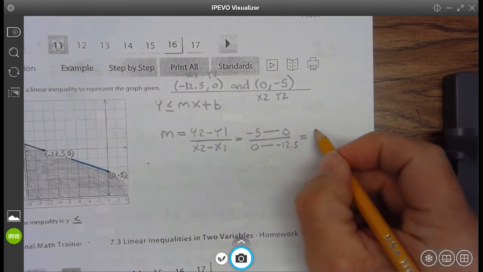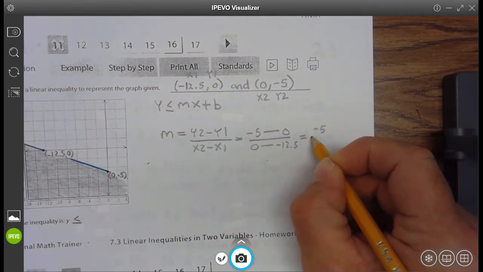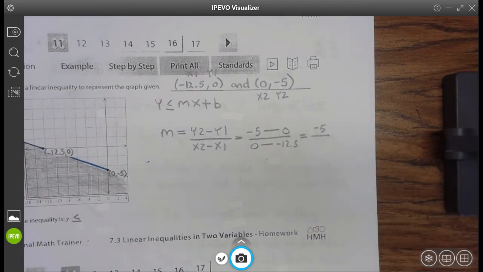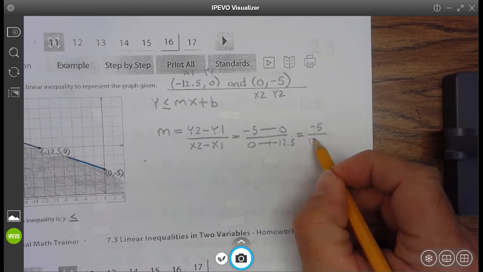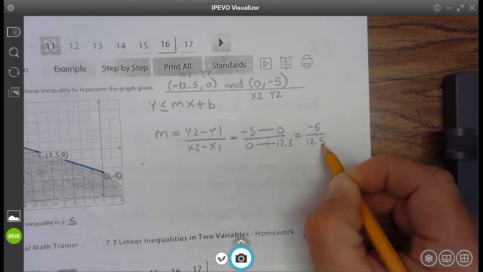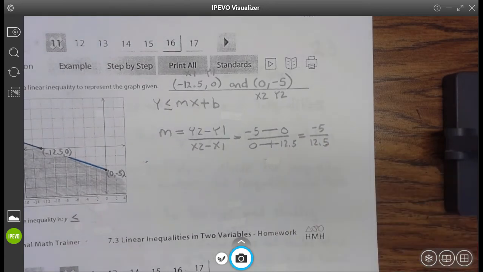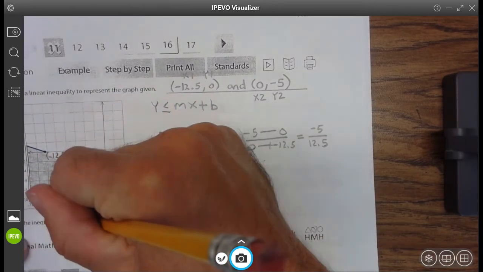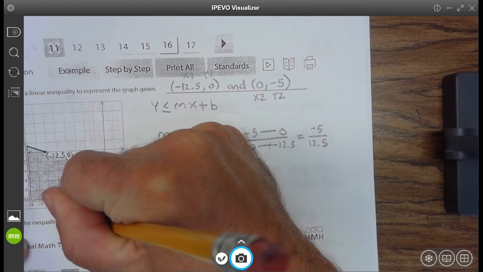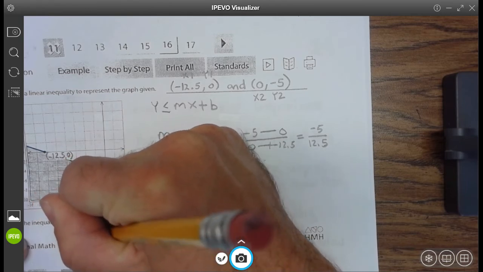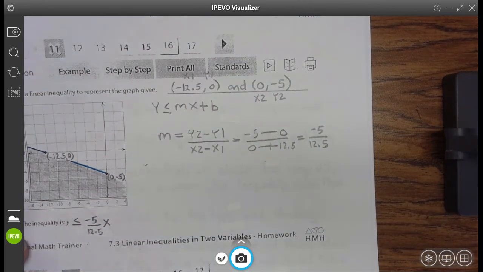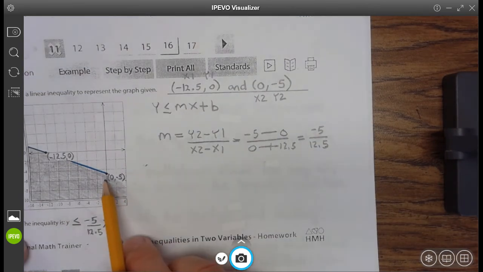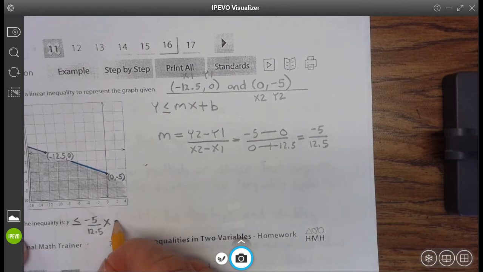Okay, well then you get negative 5 divided by, negative times negative is a positive, so that's plus 12.5. Okay, so your slope is negative 5 divided by 12.5 x plus, now we need to find the y-intercept. Well, it crosses at 0, negative 5, so that's minus 5.